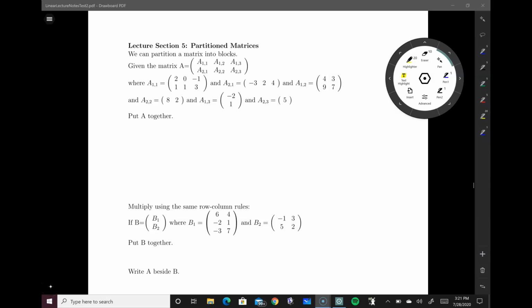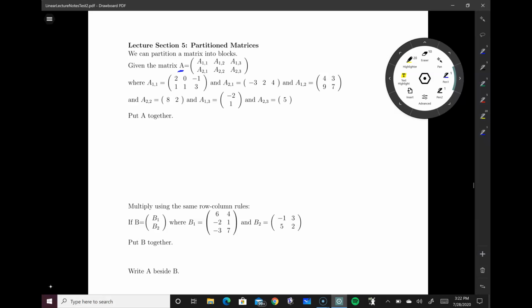All right, so we're moving into section 5, partition matrices. So notice I have this matrix A here, capital A, that's made up of all kinds of different matrices, right? The lowercase a means individual entries, but capital A means matrices. So let's look at what we've got here.